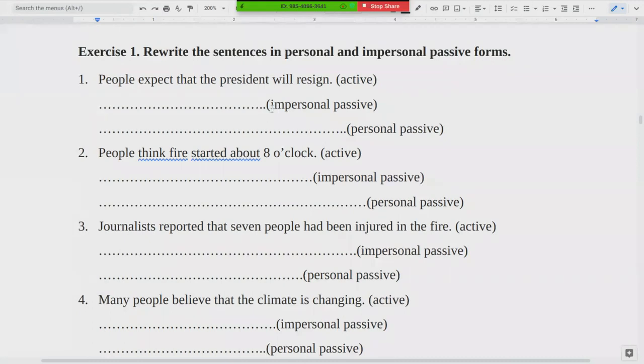People expect that the president will resign.